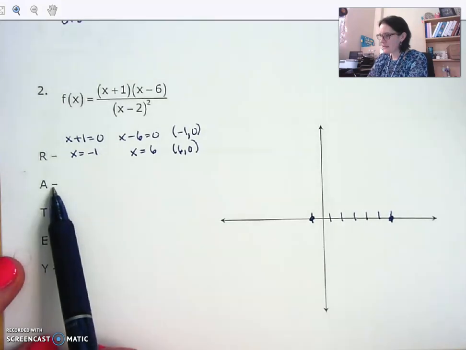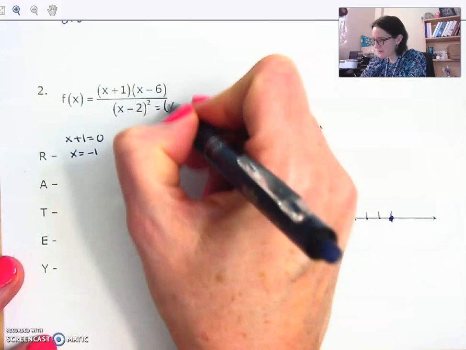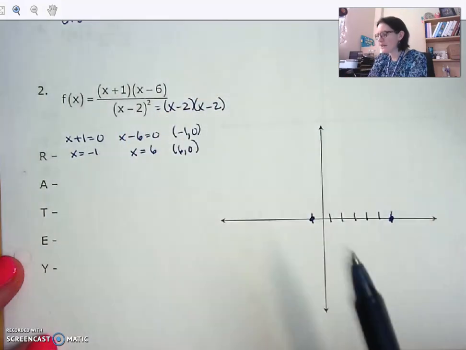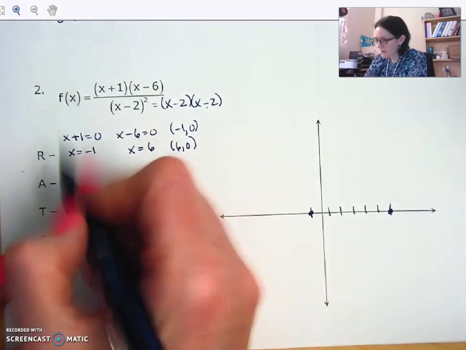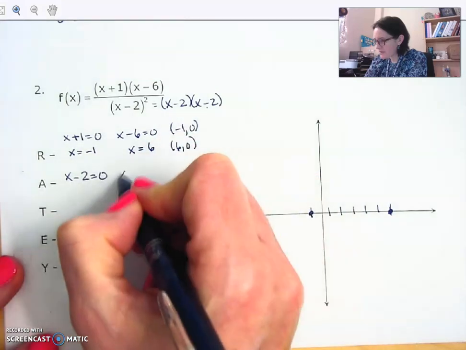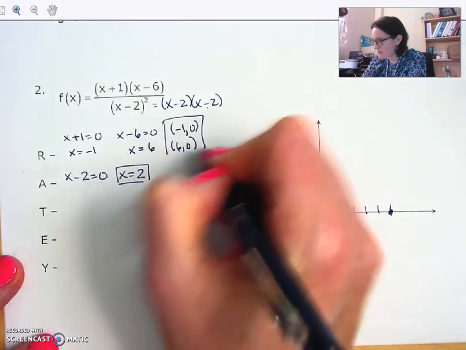A is setting the denominator equal to 0. Now, (x minus 2) squared means x minus 2 times itself. Now, I don't need to set both of those equal to 0 and solve. They're the same. So I'm just going to do one. X minus 2 equals 0, so x equals 2 is the equation of my asymptote.